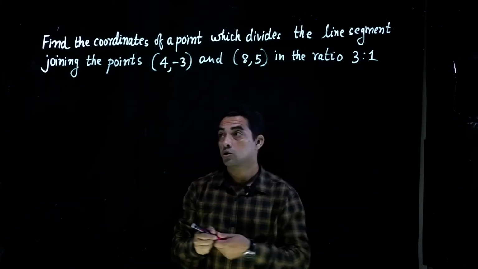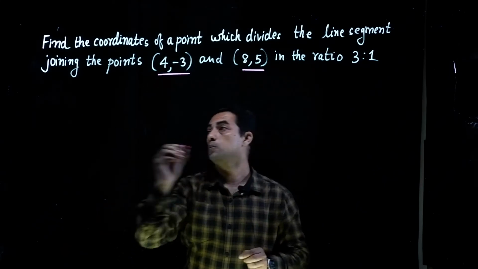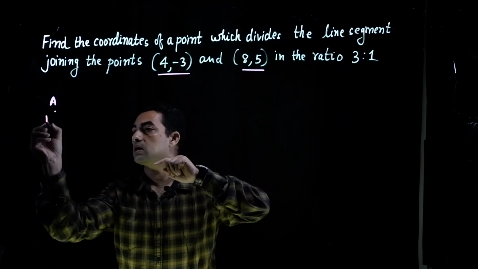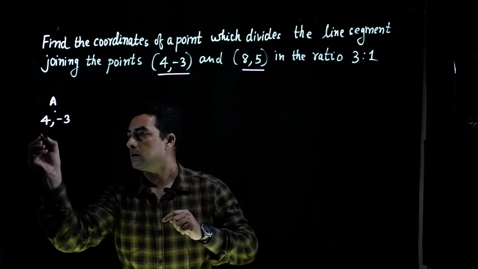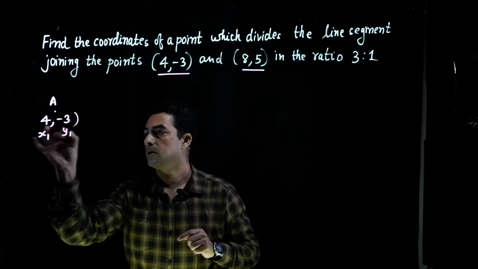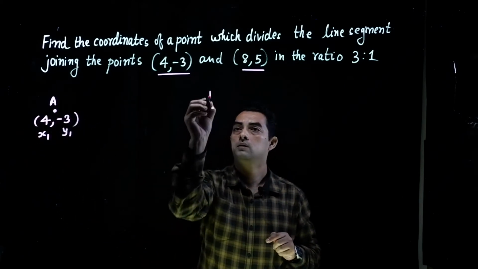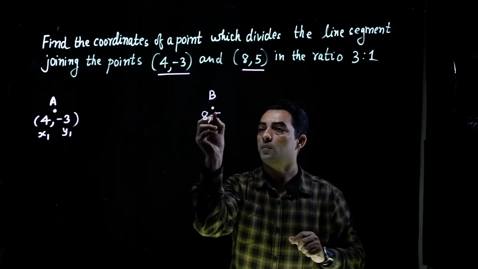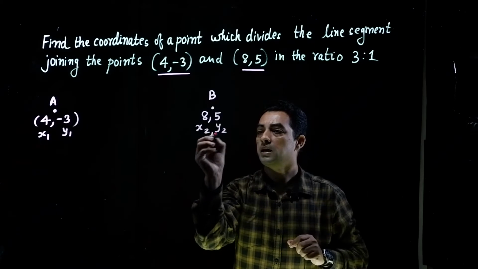The first thing is drawing the diagram. What are the two points? These are the two points. Let's say the first point is A and the coordinates are 4 comma minus 3. Let us take it as x1 and this as y1. That makes our work very easy. The next point over here, say point B, would be 8 comma 5. Let us take it as x2 and this as y2.